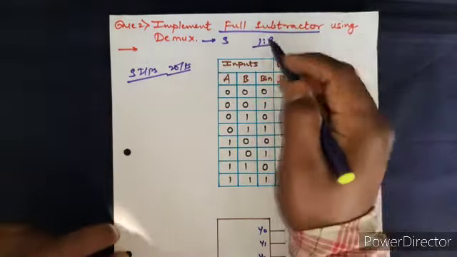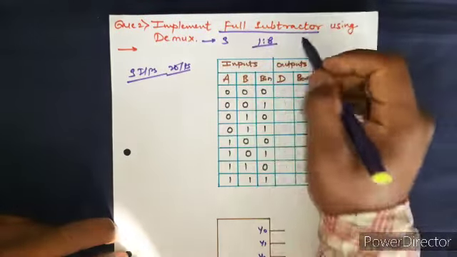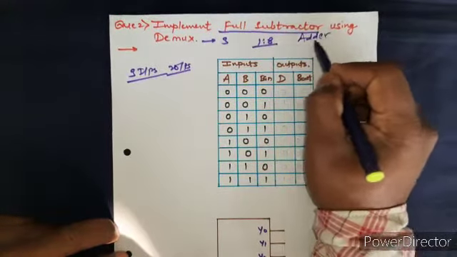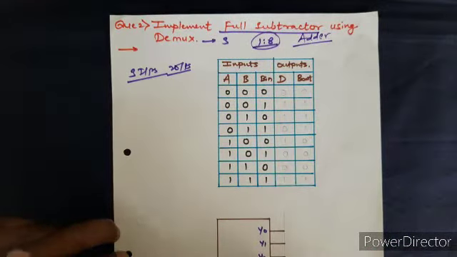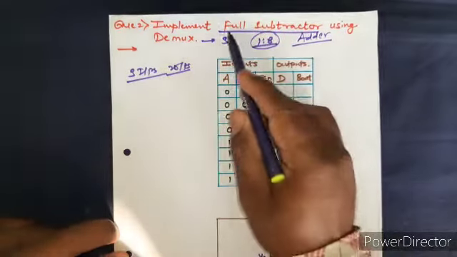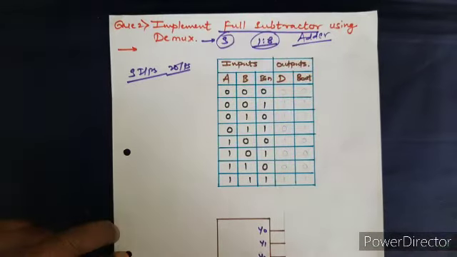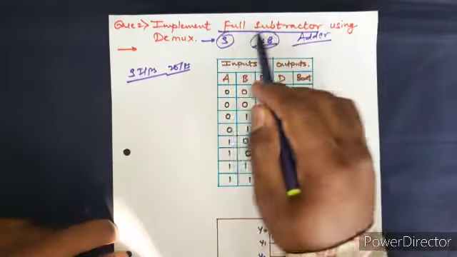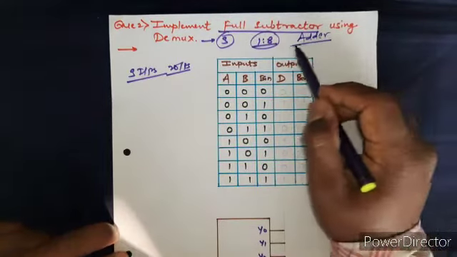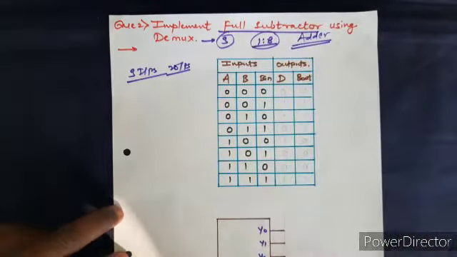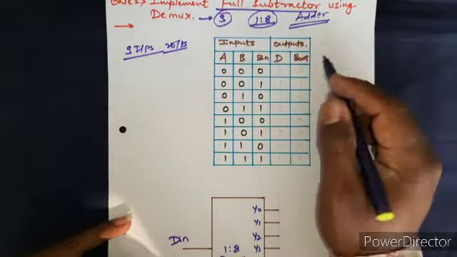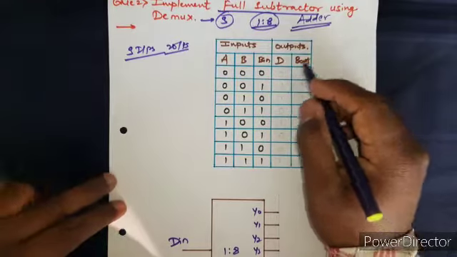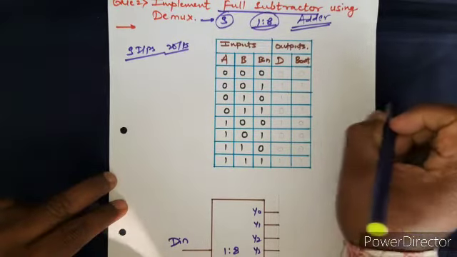Okay, so here one thing is clear, that for full subtractor or maybe for full adder we go for this 1:8 DEMUX or even 8:1 multiplexer, because it has 3 select lines. Here we can see for full subtractor, and then you can try for full adder. Now we need to recall the truth table of full subtractor, right?